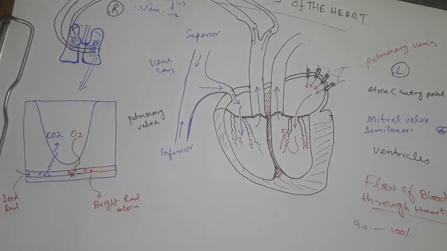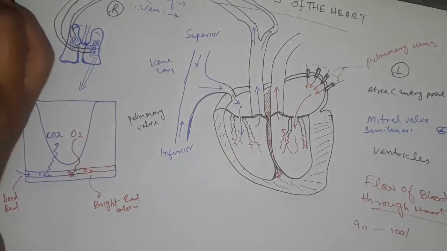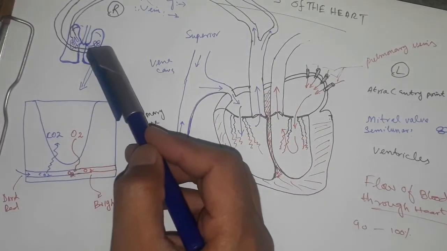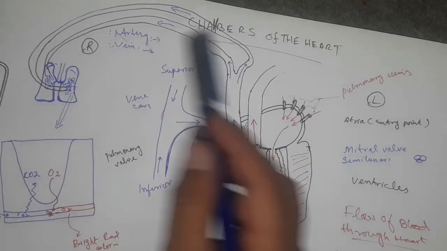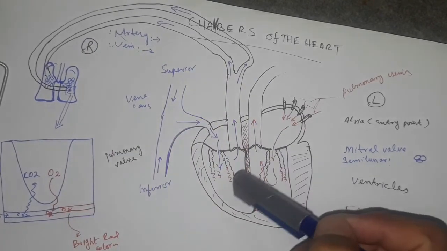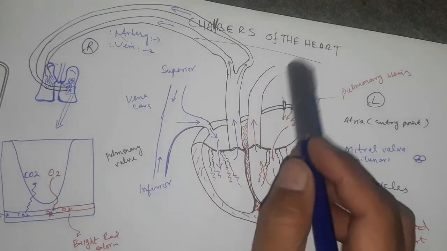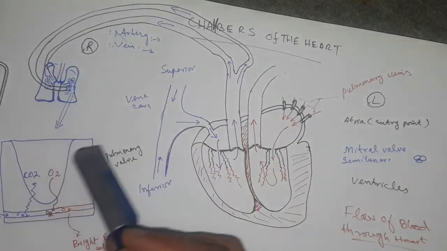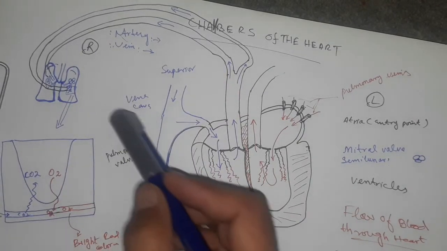So this flow of blood from the heart toward the lung is for the purpose of oxygen saturation. So the blood which moves from the right ventricle through the pulmonary artery is oxygenated by this process of gas exchange in the alveolus.